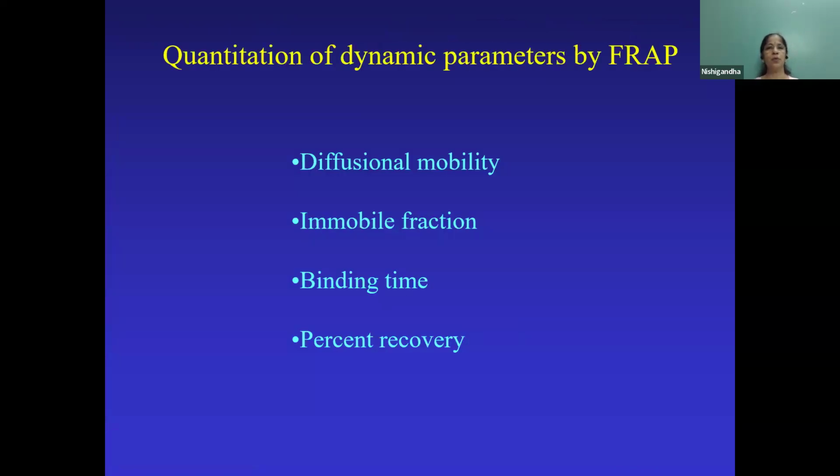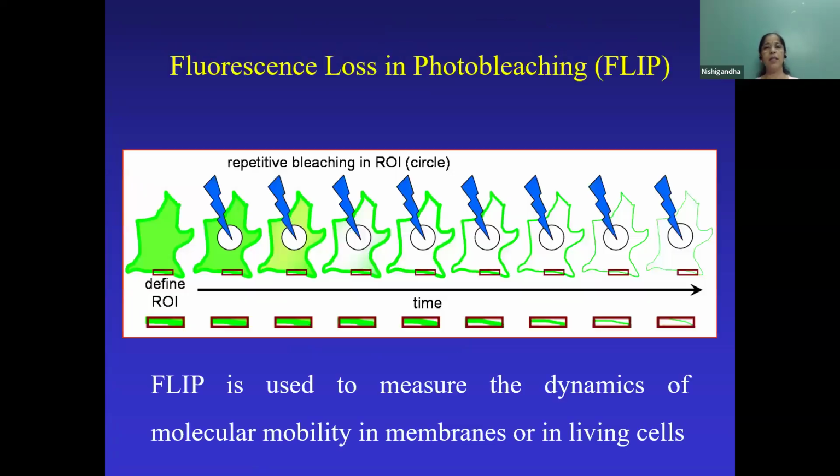It is generally used to see diffusional mobility, to identify immobile fraction, to see the binding time that is required, and the percent recovery that is happening. Now, another extension of this FRAP is FLIP, that is fluorescence loss in photobleaching.